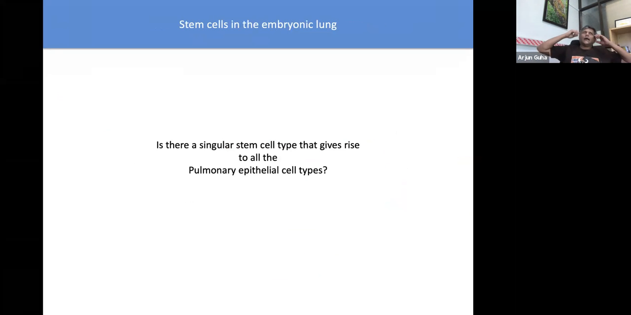So this is a sort of descriptive account of how lung development occurs. Let me just look at how we're doing on time.